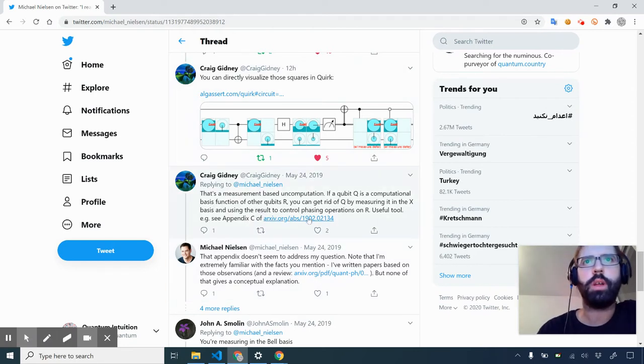That's a measurement based on computation. If a qubit Q is a computational basis function of other qubits R, you can get rid of Q by measuring it in the X basis and using the result to control phasing operations on R. Useful tool.